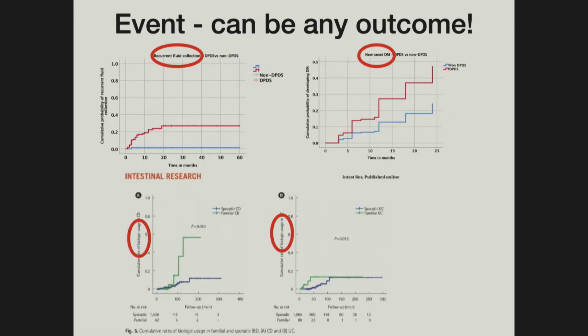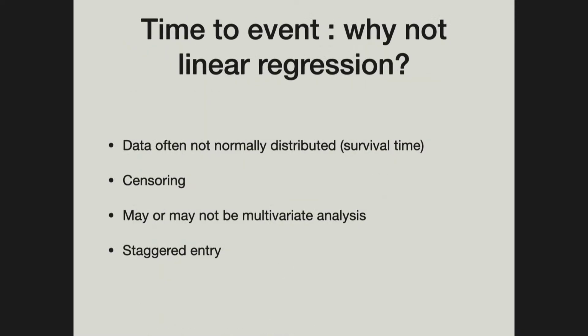So the event can be anything. Like in our previous studies, we compared whether patients with a disconnected pancreatic duct develop more recurrent fluid collection as compared to those with a normal duct, or we have seen patients with Crohn's disease with a family history as having a higher risk of biologic use compared to those who don't have a family history. So the event can be anything. It need not be a death, which was originally the case in the survival studies. It can be fluid collection, development of diabetes, or any outcome like hospitalization or surgery.